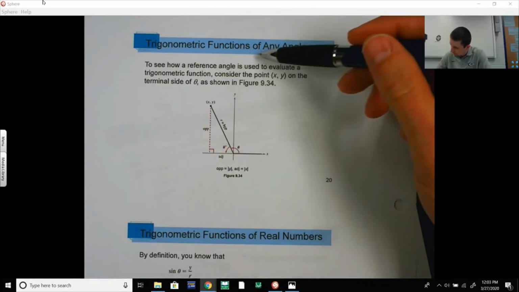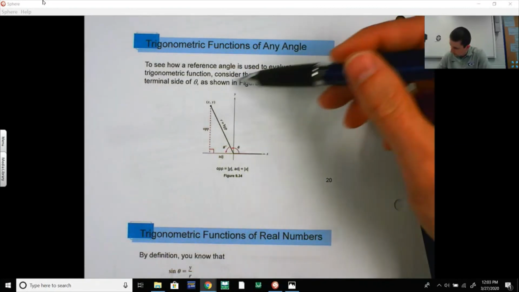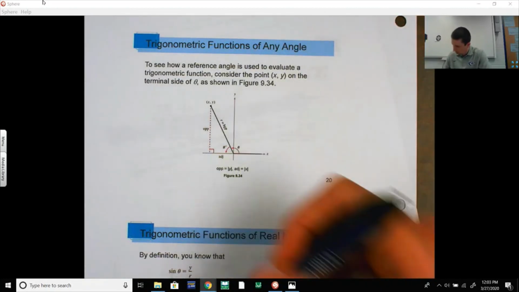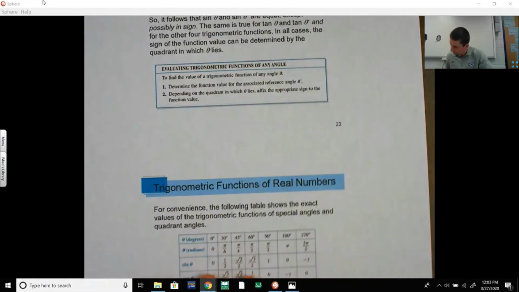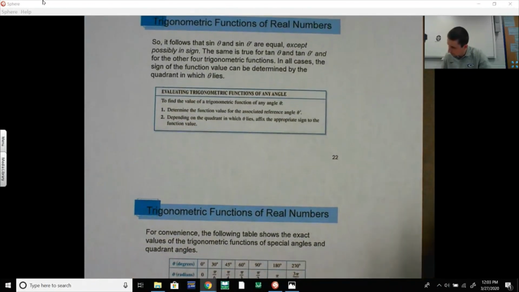To see how a reference angle is used to evaluate a function, consider the point x, y. This one, that's just going to confuse you. We're moving on. I think we're actually about done for what you'll actually have.